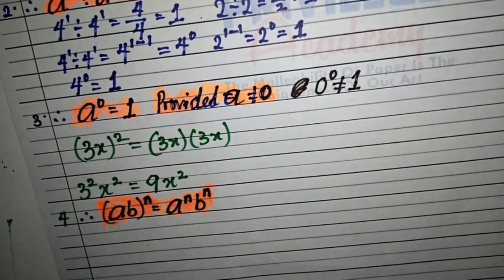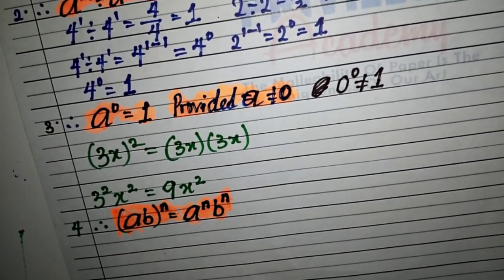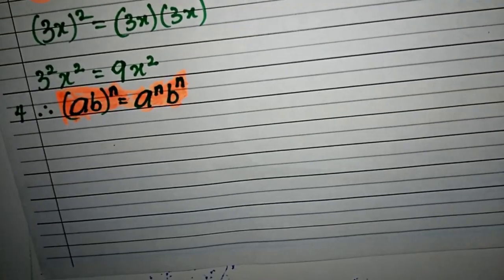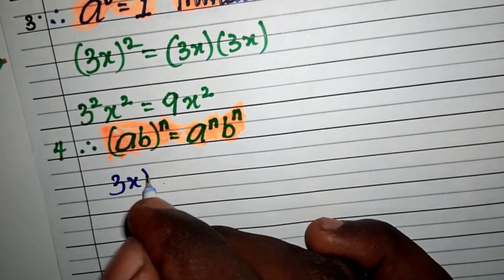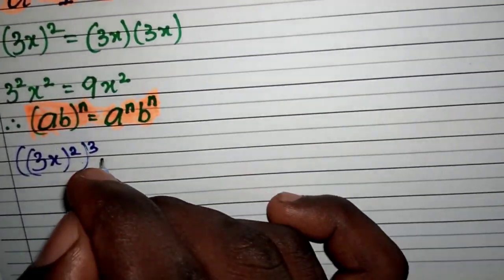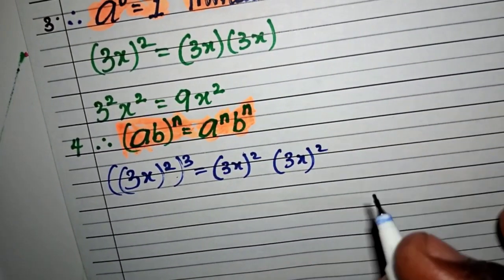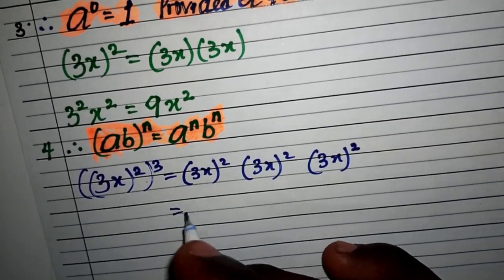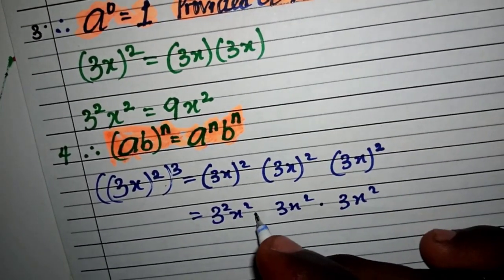Let's look at the next law now. The next law is kind of similar to this one. If I have (3 to the power of x) all squared, then all to the power of 3, this is the same thing as saying (3 to the power of x) all squared, times (3 to the power of x) all squared, times (3 to the power of x) all squared. And you know, this will become 3 squared x squared, three times. This is multiplication between them.